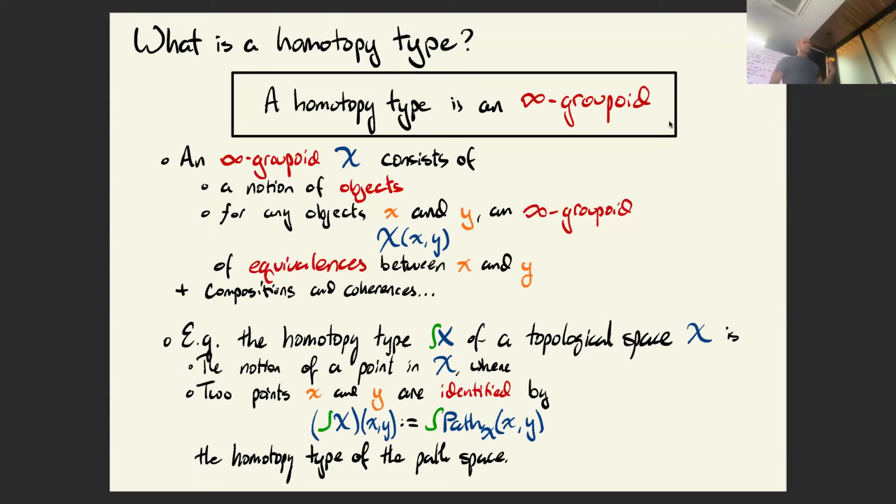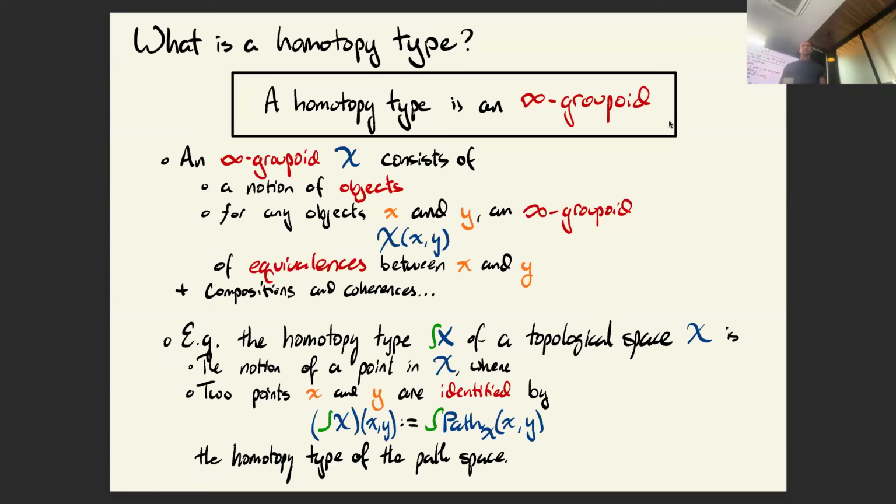But also we have higher coherences between those, so that those laws that we're used to, like unit laws and associativity laws, they in fact are witnessed by equivalences themselves within these infinity groupoids of equivalences. Because the equivalences form an infinity groupoid, there are equivalences between equivalences and so on. So it's actually a hard problem to express all these coherences, but it's a well-solved problem.